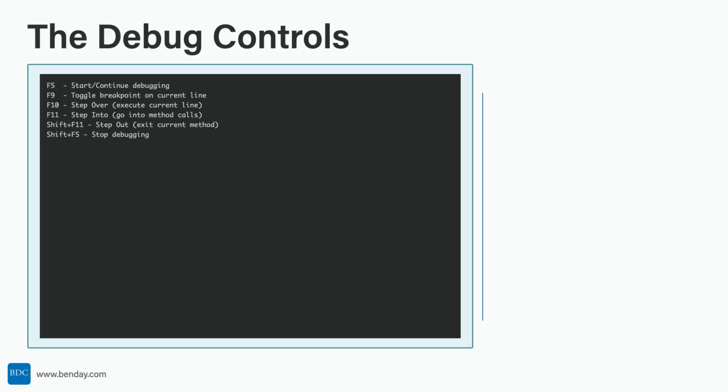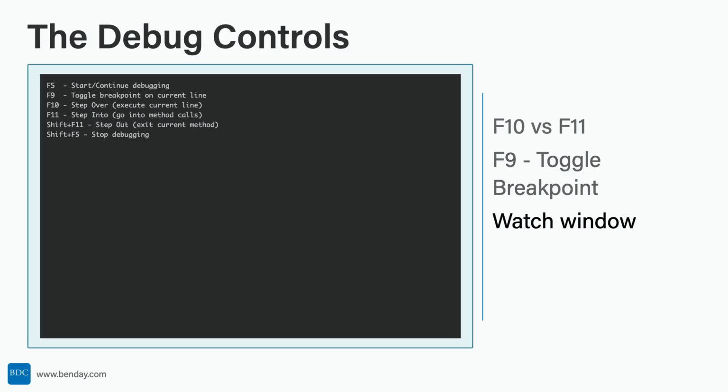Some more debug controls. Like we covered on the last slide, F10 runs the whole line, and F11 dives into method calls. F9 lets you add or remove a breakpoint on the current line, pretty much just the keyboard equivalent of setting or removing breakpoints using the mouse. The watch window lets you customize the variables you see in the debugging tools. Add variables to the watch window to track them as you step through. Super helpful for complex objects.